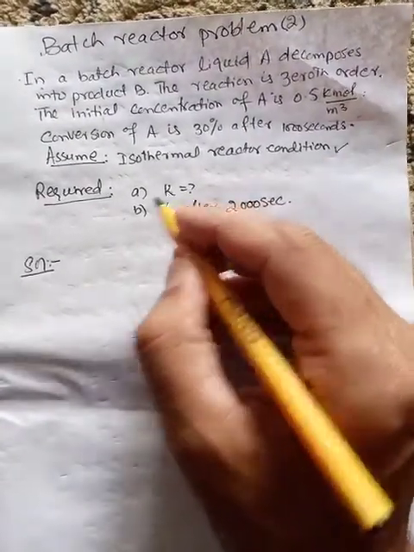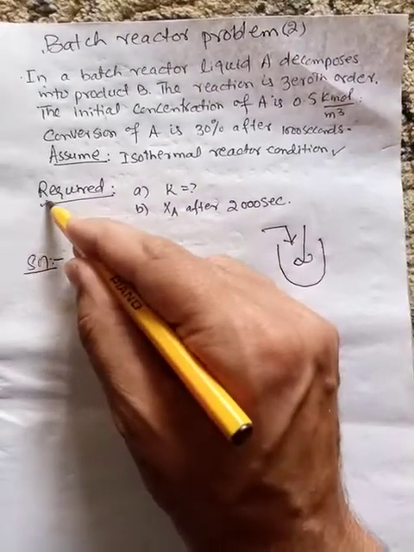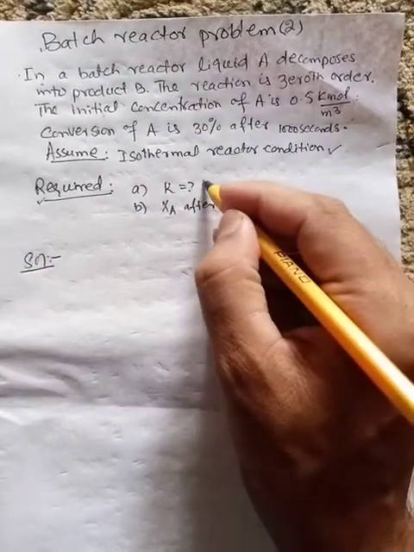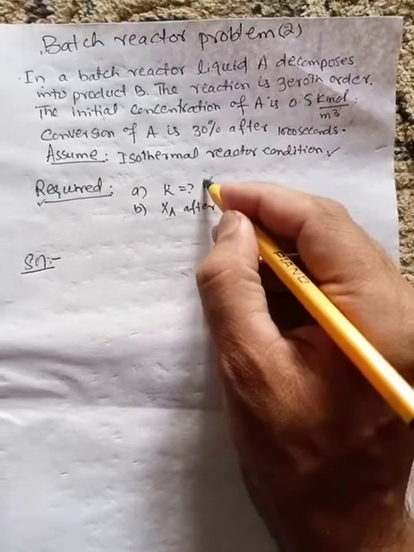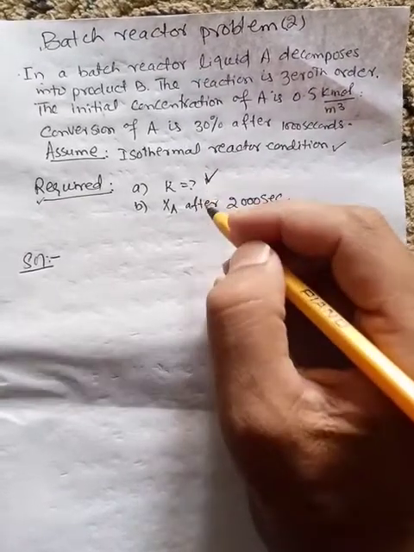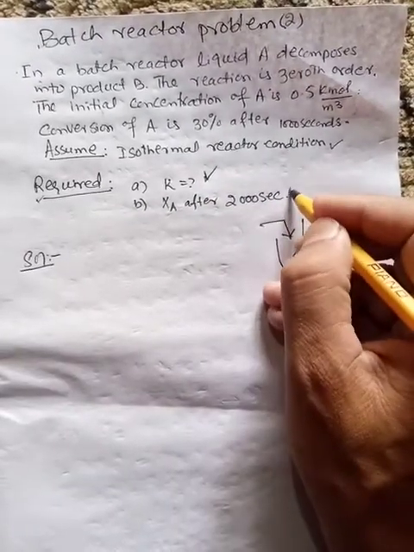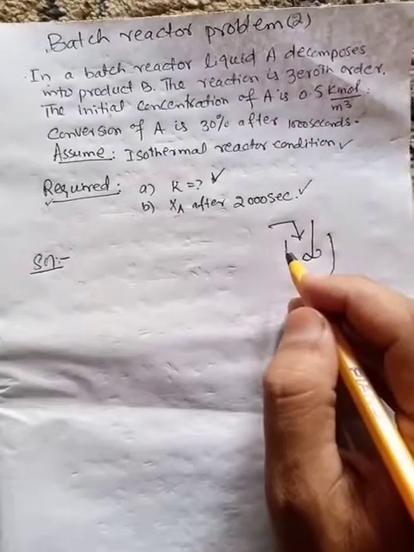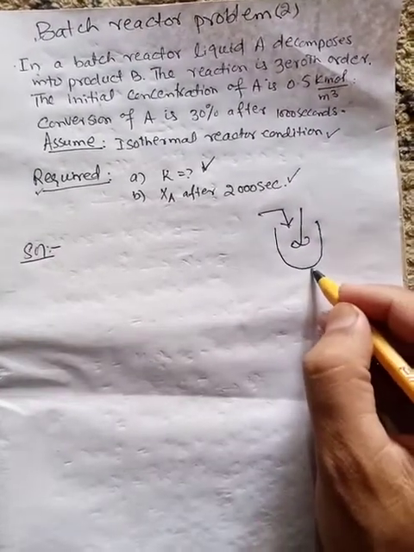Now what is required in this problem? The rate constant of the reaction, the rate constant of the zero order reaction, and what will be the conversion after 2000 seconds. So this is a batch reactor.